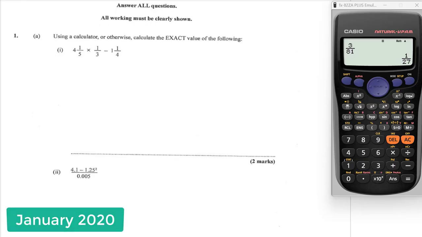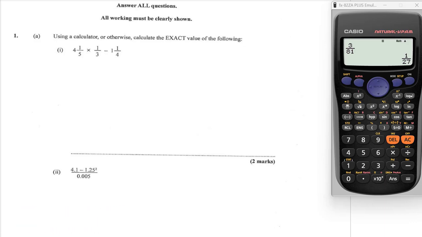Getting some good use of our calculators now. So using a calculator otherwise, calculate the exact value of the following. 4 1/5 times 1/3 minus 1 1/4. So let's convert this into improper fractions. So 4 1/5 is the same thing as 4 5s 20, 21/5 times 1/3 minus 1 times 4 is 4 plus 1. That gives me 5/4.